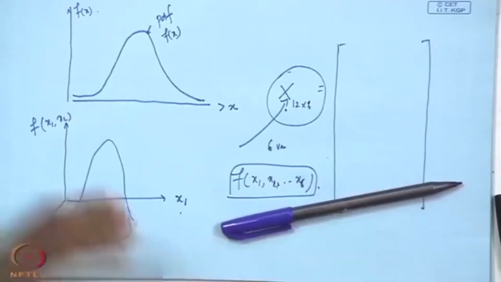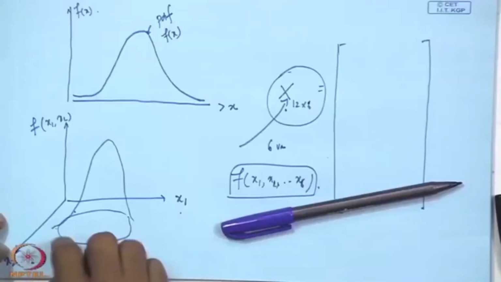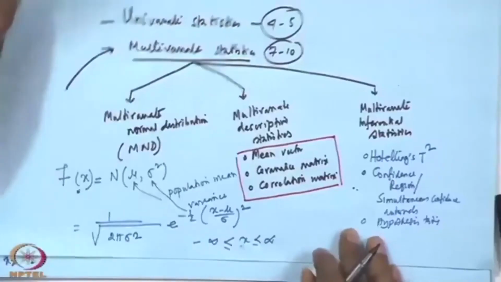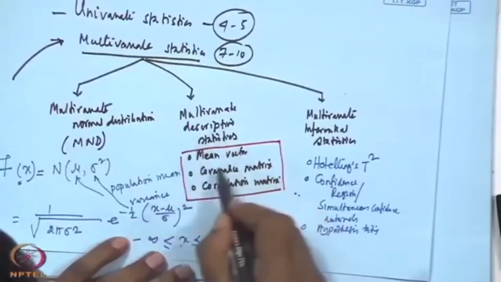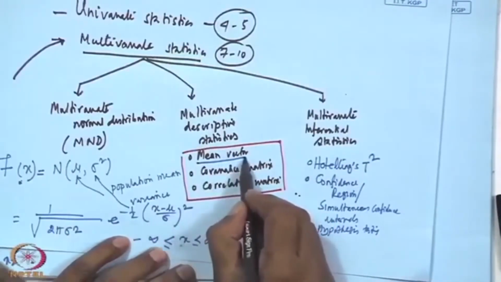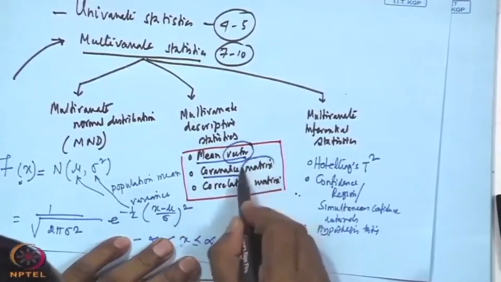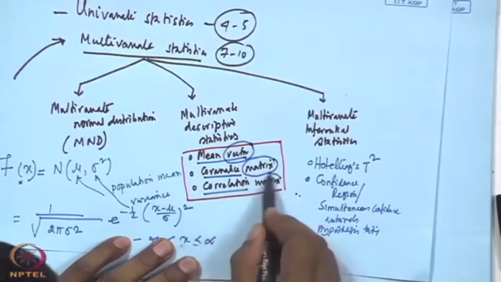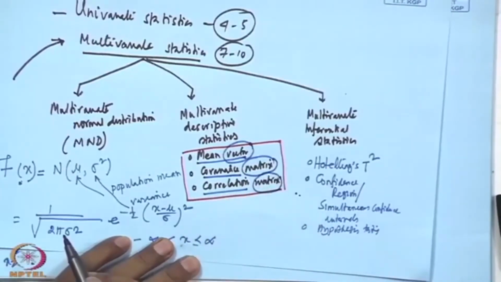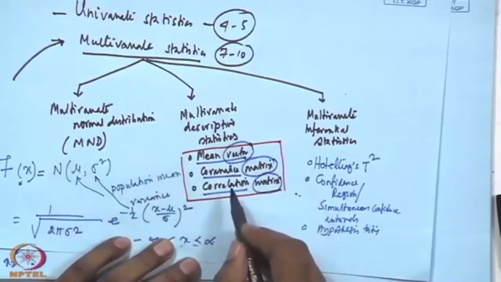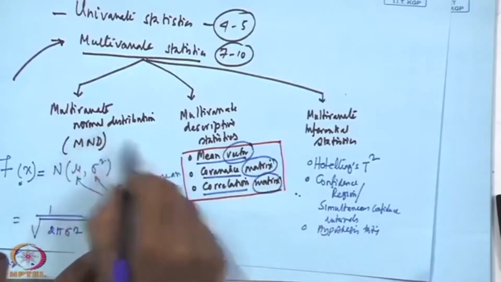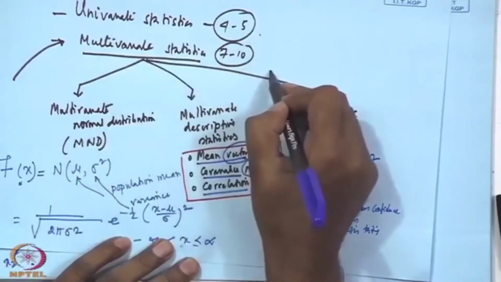You cannot work now in the scalar domain like the univariate case, we have to go to the matrix domain, and as a result you will see that I have written under multivariate descriptive statistics a few things. One is your mean vector. Second one is covariance matrix, third one is correlation matrix. Okay. So, we will be discussing this after univariate statistics.